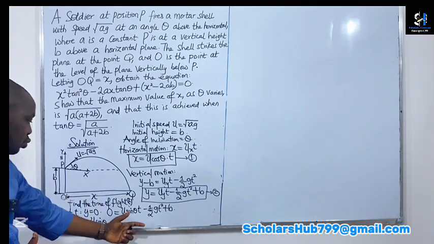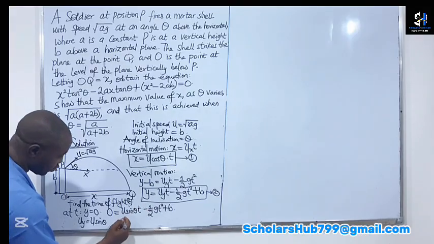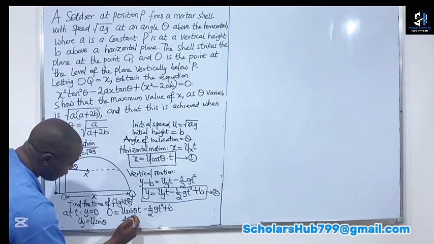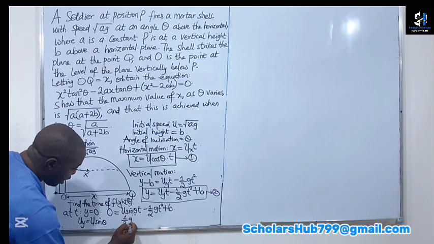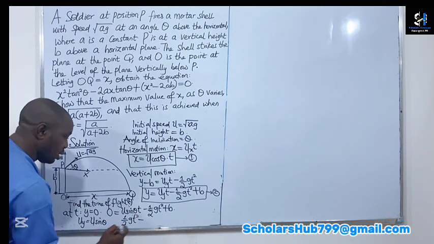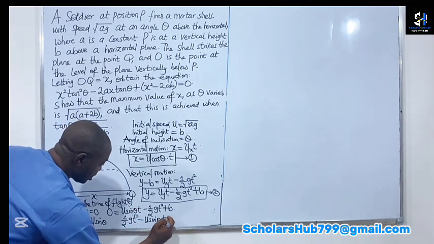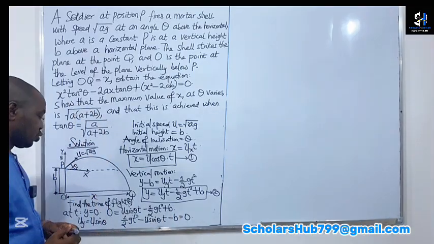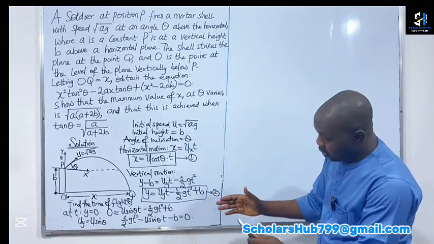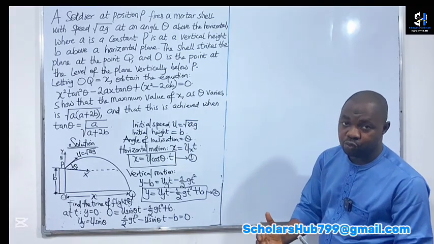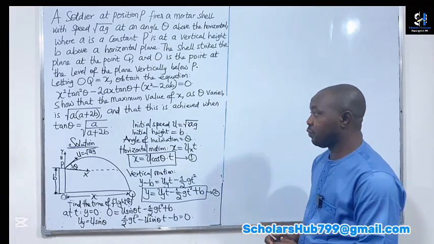Now let me rearrange the equation so that we can have a standard quadratic equation in t. Okay, so I'm going to bring this to the left hand side. So this will be 1/2 of gt squared, then minus u sine theta t, then minus b. That will be equal to 0. So now we have a quadratic equation, so we can then use the quadratic formula to obtain t, the equation for t.